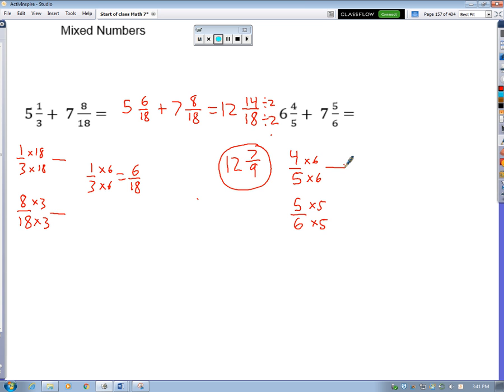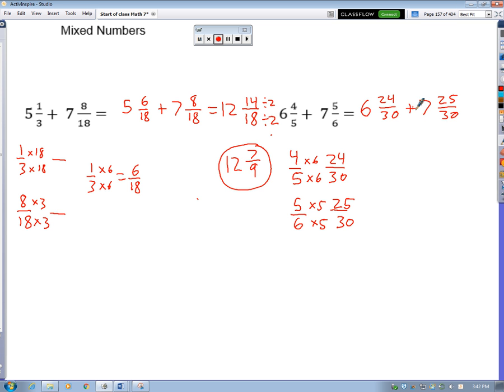Get your new fractions. 6 times 4, 24. 5 times 6, 30. 5 and 5, 25. 6 times 5, 30. Okay, there is my new fraction right there. Alright, this is what I'm going to use to add together. Okay, so I have 6 and 24 over 30 plus 7 and 25 over 30. Alright, now I have common denominators. That makes me happy because I can add them together finally.